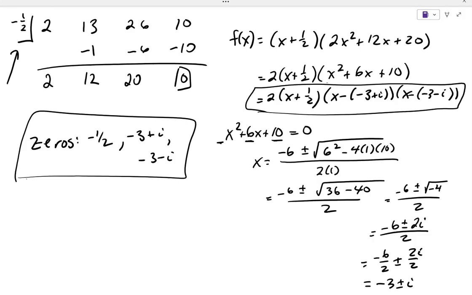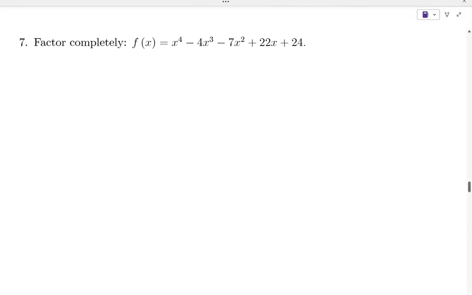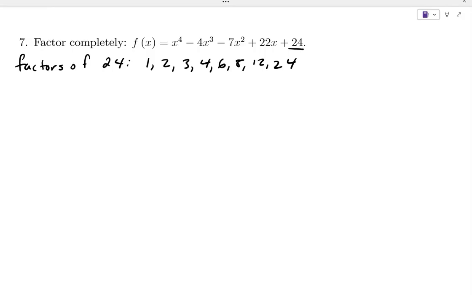Let's see if we can do another one. This one we may have done in class, but let's just go ahead and go through it again. First thing, let's do our list of possible rational roots. First thing we find is our factors of our constant. Factors of 24 are 1, 2, 3, 4, 6, 8, 12, and 24.